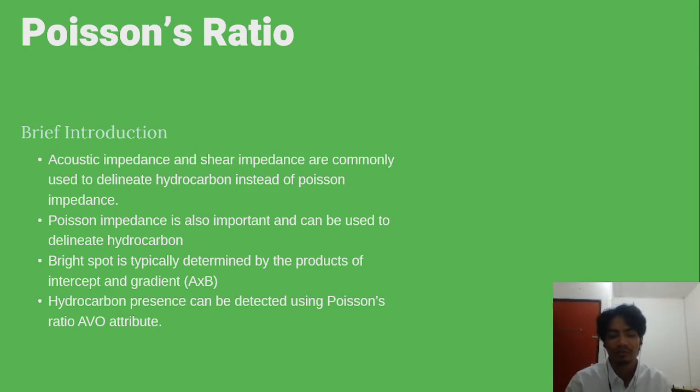A brief description about this assignment: acoustic impedance and shear impedance are commonly used to delineate hydrocarbon, but Poisson impedance is also important and can be used to delineate hydrocarbon. Bright spot is typically determined by the product of intercept and gradient. Hydrocarbon presence can be detected using the Poisson's ratio AVO attribute.